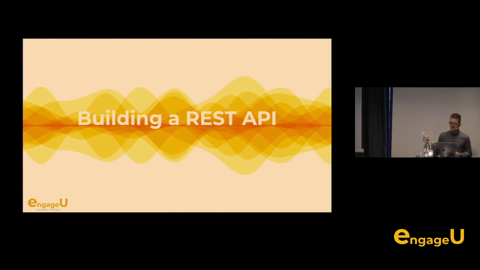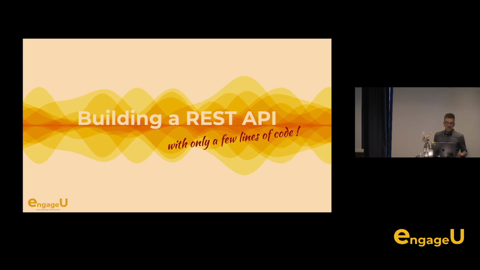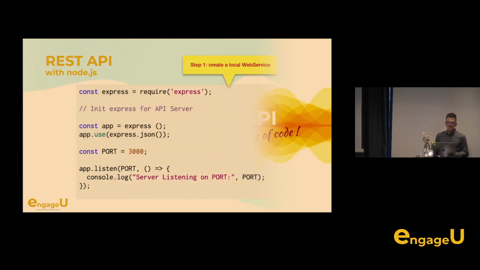So how to build a REST API with only a few lines of code. I was surprised how simple it is. It's some lines to require a module that is called Express. Express is a kind of web service that runs inside Node.js. With some simple lines, you can set it up, initialize it, and create a port where it is running.